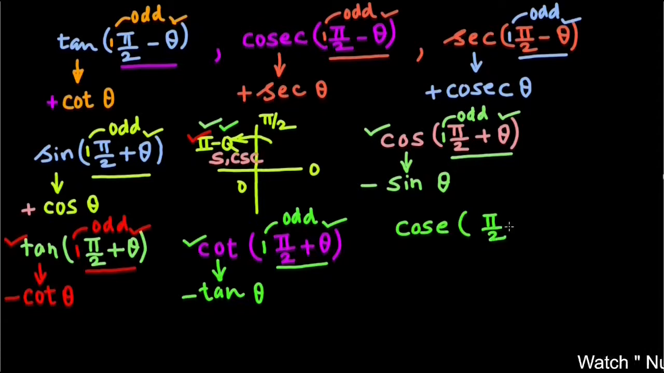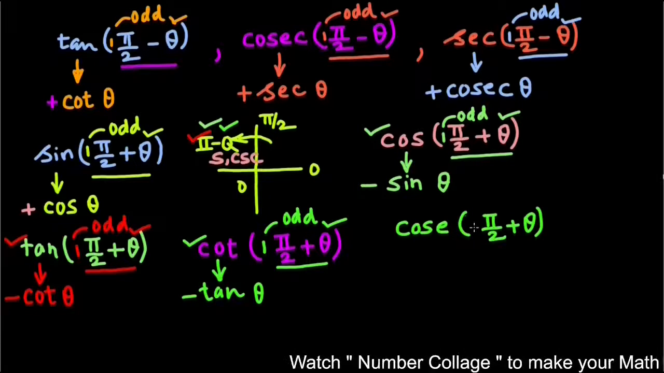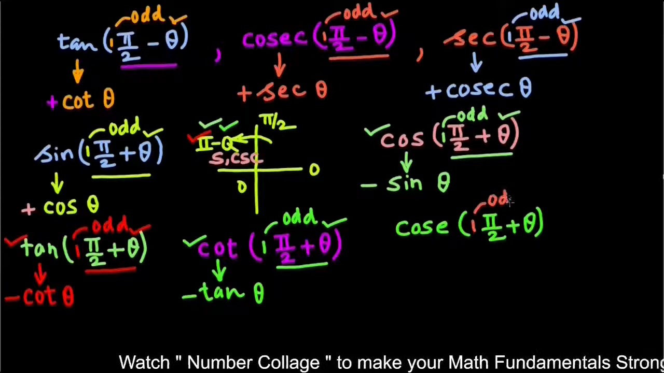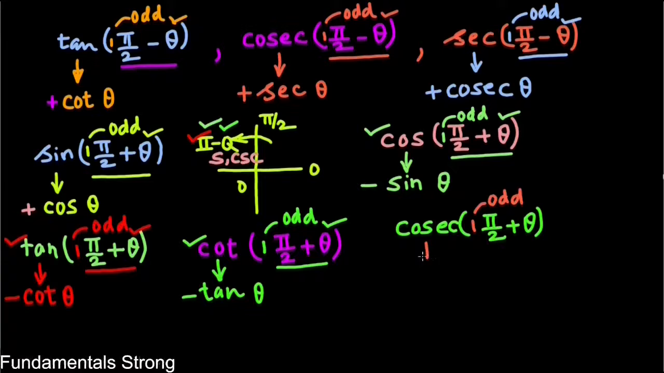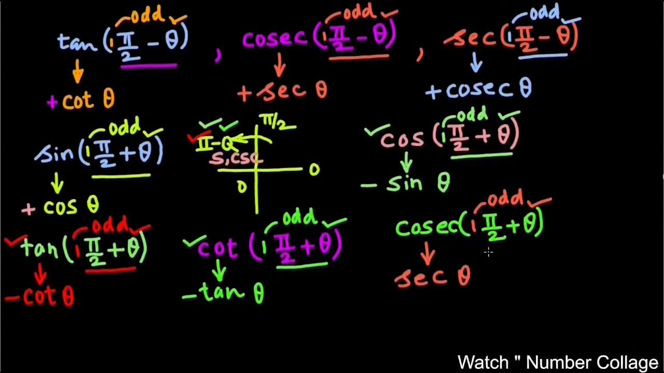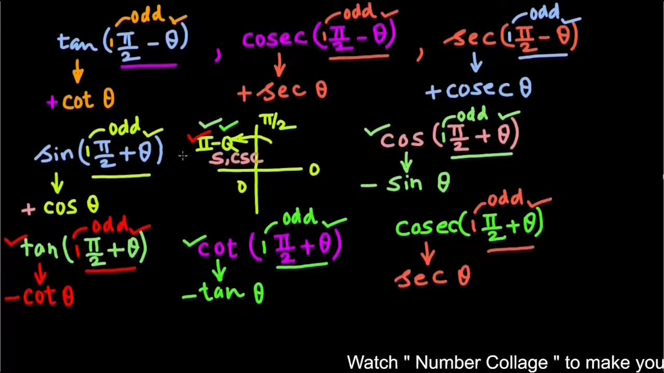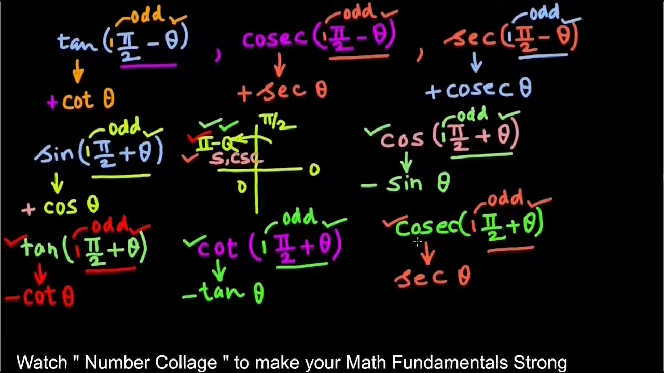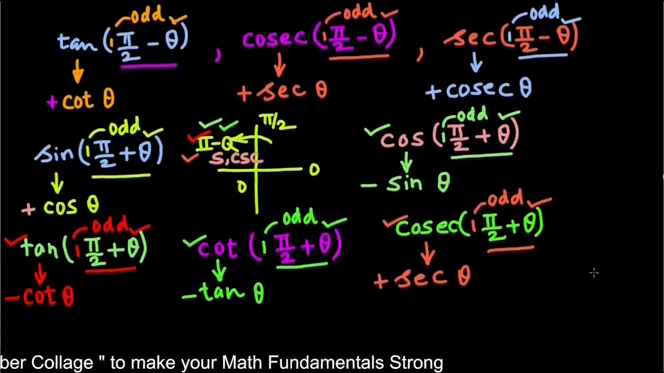Cosec of pi by 2 plus theta. Here the coefficient of pi by 2 is 1, which is an odd integer. Therefore this cosec will change to sec of theta, and since pi by 2 plus theta lies in the second quadrant and cosec is positive in the second quadrant, this sec will also be positive.